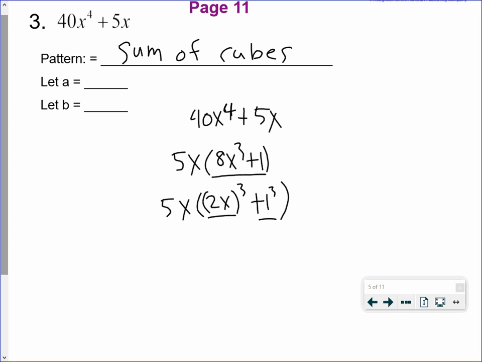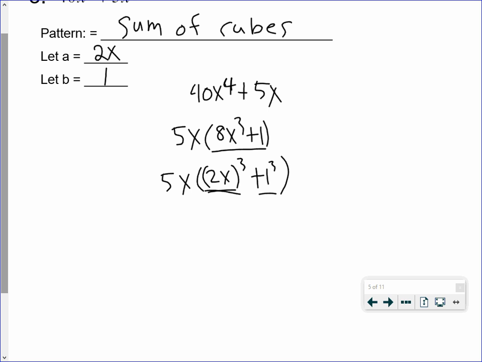And now we need to decide what our a and our b is. Okay. So our sum of cubes, remember, it's a cubed plus b cubed. We can see that our a is going to be 2x, and our b will be 1. Okay. So we have our a, we have our b. All that's left now is to put it into our factored form. All right. So our factored form will be a, which is 2x, plus b, which is 1, all multiplied by 2x squared, or a squared, minus a times b. 2x times 1 is just 2x, plus b squared, which is 1.